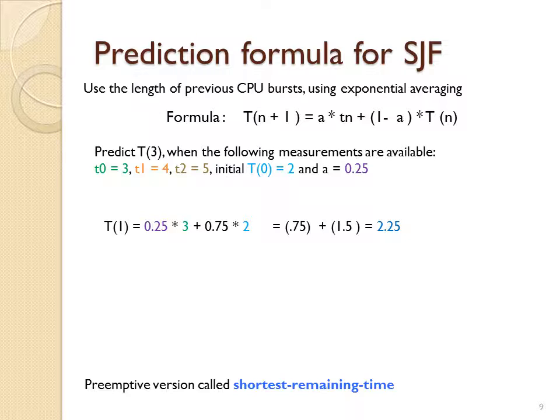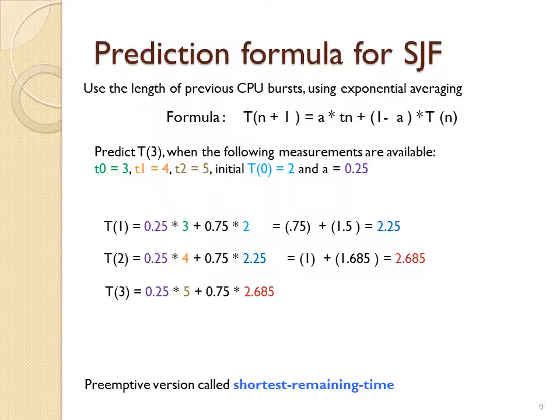Then our next step would be to predict big T of 2. So to predict big T of 2, you take 0.25, multiply it by little t of 1, and then multiply 1 minus a, which is 0.75, times the big T of 1 we just calculated, and you will get T of 2. And then you can take T of 2 and get T of 3. So in this situation, with this prediction formula, it's just a plug-in, and the information will be provided for you in order for you to do any exercises involving the prediction formula.